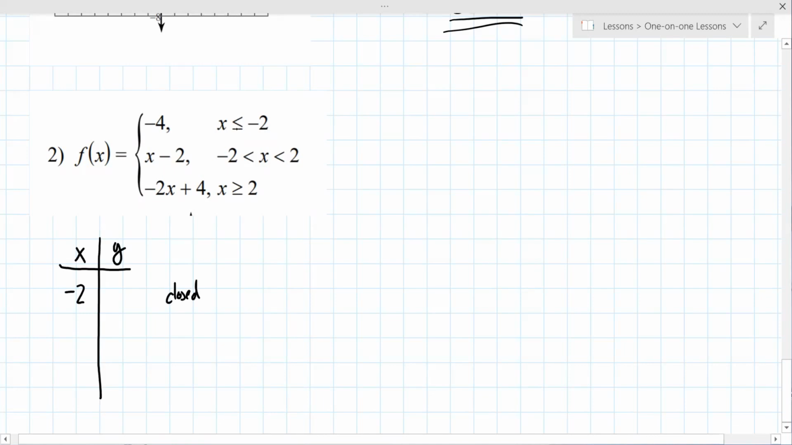Now this means x is less than or equal to -2. That means I have to pick values that are smaller than that. And those are all smaller. Okay. Now there's a few things here. What is the y value for each of these? It's whatever this is. So it's -4, -4, -4.